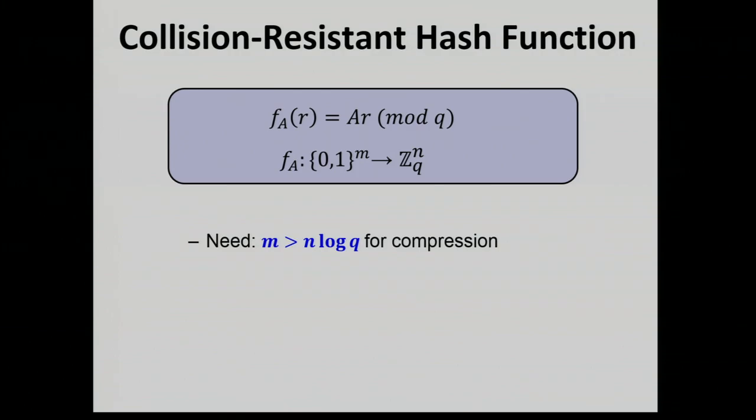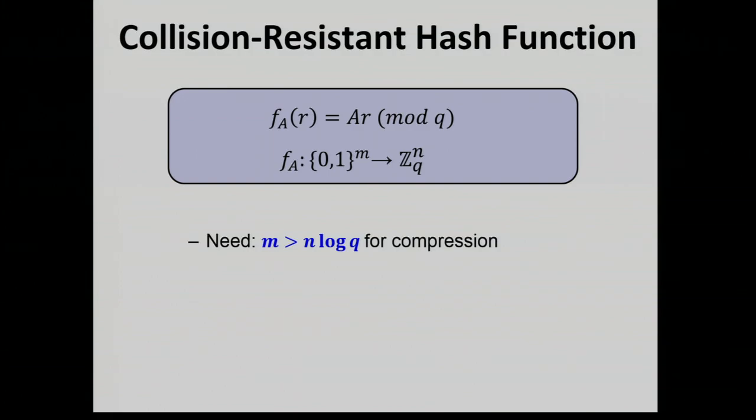First of all, I have to do something here. If m is too small compared to n, this is not even compressing. m is the description length of an element in the domain, and it has to be larger than the description length of an element in the range, which is n log q, since it's an element in Z_q^n. One has to be larger than the other for compression. So let's do it: m is a lot larger than n log q.